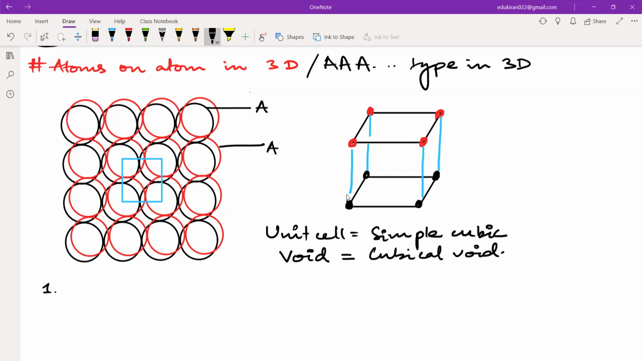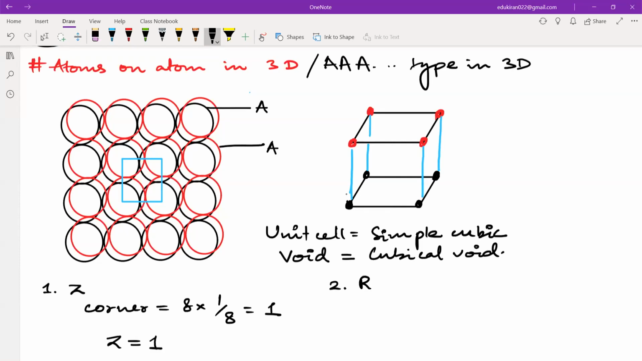Let me also write the calculation of Z. In this unit cell, all the atoms are in corners, yes or no? Yes, sir. All the atoms are in corners. How many corner atoms are there? 8. We have taught this since the first class. What is the contribution of each corner atom? 1 by 8. So 8 times 1 by 8 is equal to 1. Hence Z is equal to 1.